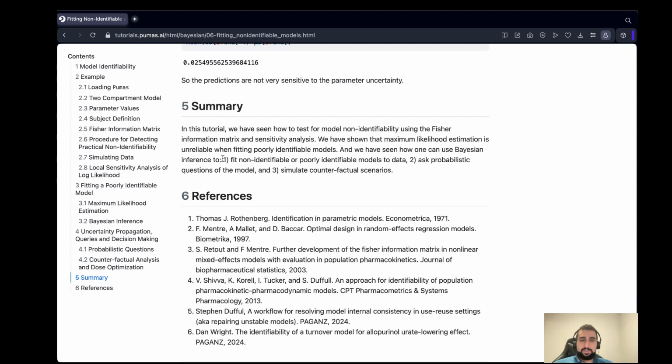And as part of this tutorial, we also demonstrated a few key aspects of a workflow when using Bayesian inference. You don't just usually fit your model and that's it. You need to do something with those results and answer certain questions. And so hopefully I helped you get an idea of how you can do that in Pumas with very few lines of code.